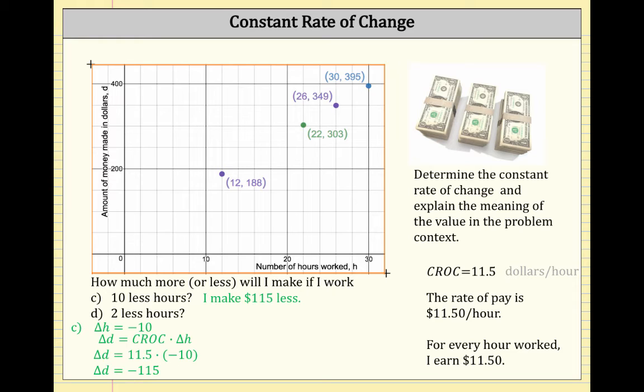So now look at the 2 less hours scenario, which is part D. That would tell us that the change in H is negative 2. That would mean that the change in D is equal to the constant rate of change times delta H.